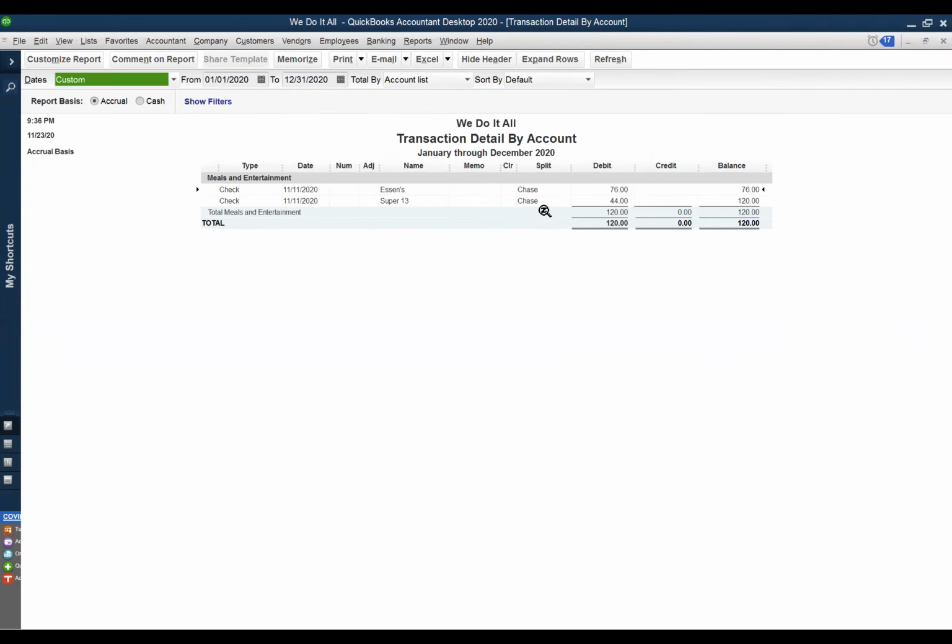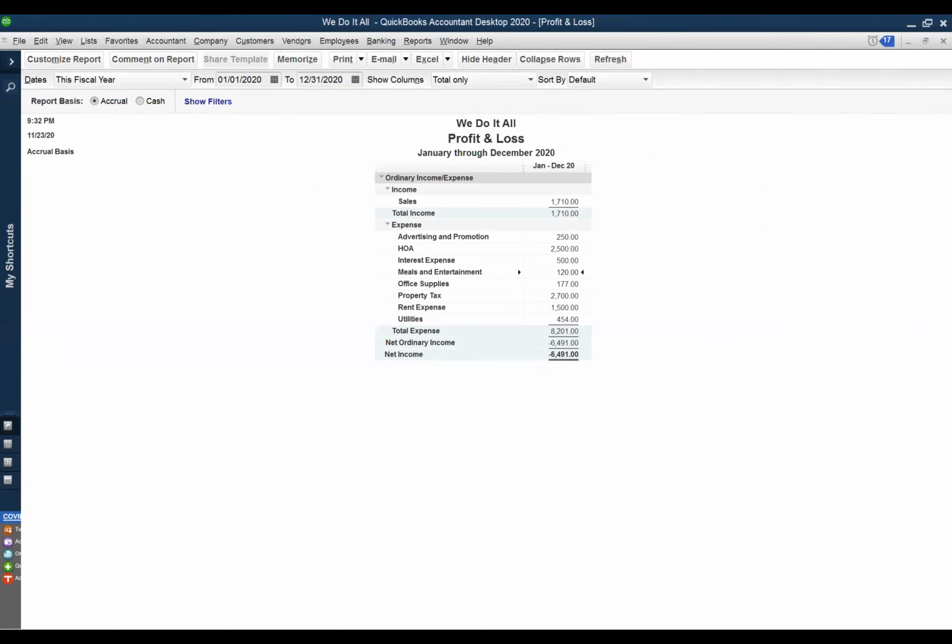So the total should be 190. The only way you would have credits is if you had expenses for meals and entertainment and someone gave you a refund. You would have a credit, which is a negative expense. So you have 196 for meals and entertainment? No, it's 120 because you deleted your 76. It's still showing 190 because you have to refresh it. Where do you go to refresh? The second line. Right under the help button to the right, there's a refresh.